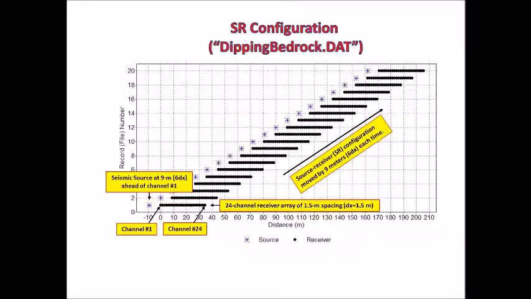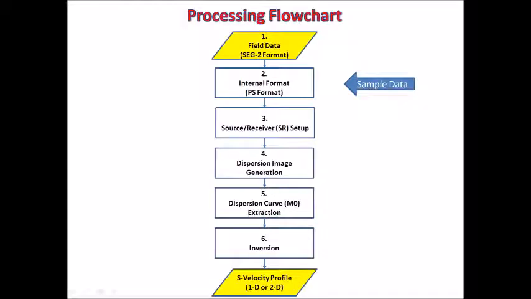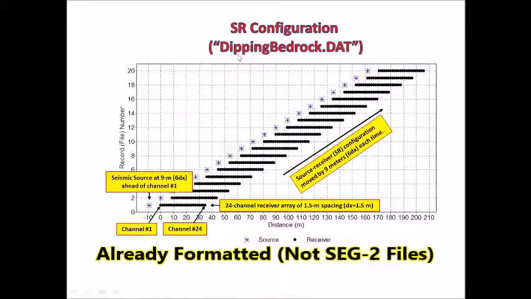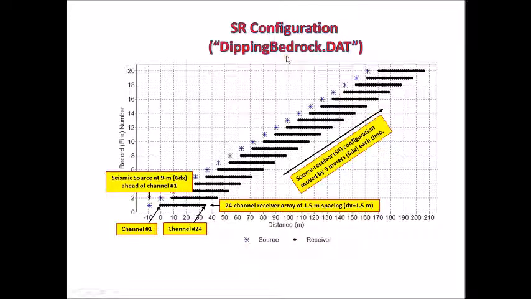This chart shows how that sample dataset called DippingBedrock.dat was generated. There were originally a total of 20 field files, or field records, but all of them were formatted and combined together to make this one file. So whenever you import this dataset, you have to choose formatted seismic data, not SEG2 seismic data.